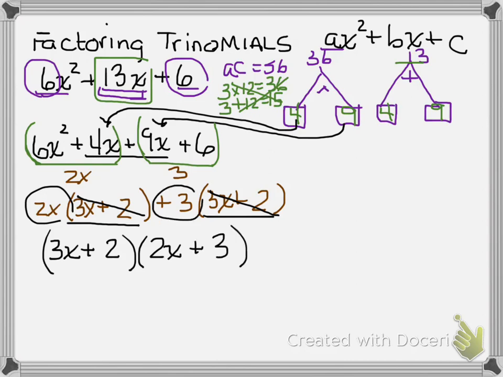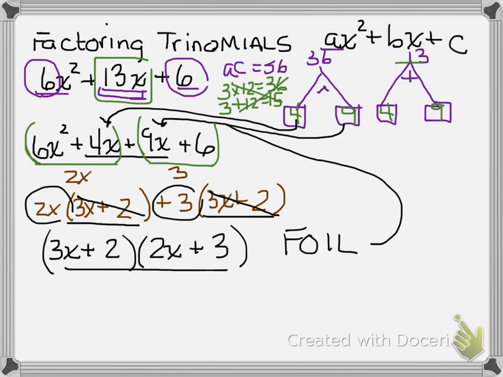And just like we did before when we were factoring, you can check your answer by foiling that. So foil out 3x plus 2 times 2x plus 3, and make sure that you get back to your original problem, which is 6x squared plus 13x plus 6. All right, let's try another example.